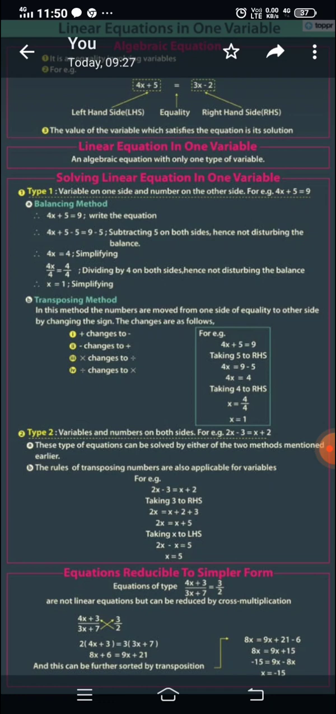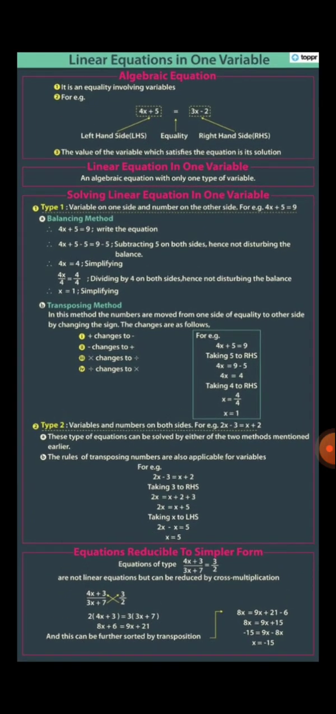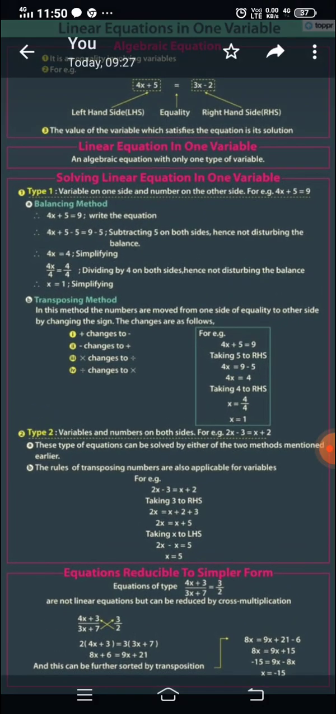The value of the variable in the equation that makes the equation true is called the solution of the equation. We can add, subtract, multiply and divide both sides of an equation by the same non-zero number. We can solve linear equations by some types. Type 1: in type 1 we have two methods, the balancing method and the transposing method. In the balancing method we will reduce the constant and find the value of the variable.